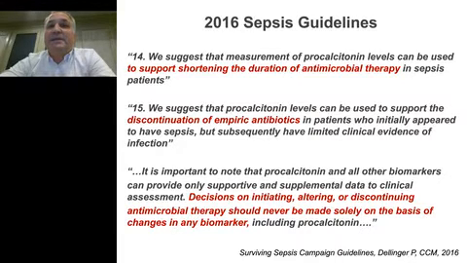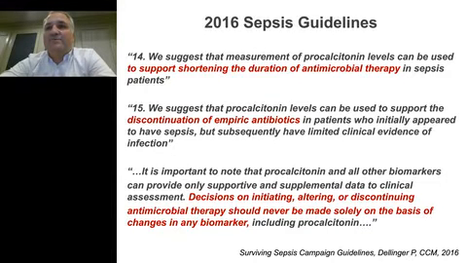Second, they suggest that PCT levels can be used to support the discontinuation of empiric antibiotics in patients who initially appear to have sepsis, but subsequently have limited clinical evidence of infection. So if you have a patient coming into ICU and you say, well, maybe it could be sepsis, so let's start to treat this patient with antibiotics. But on day 1 or 2, all the cultures come back negative and you don't have any real evidence for infection, and PCT levels remain low in such a patient. Then the PCT level can really help us to stop antibiotics and not overtreat this type of patient.